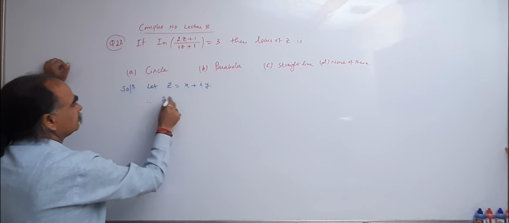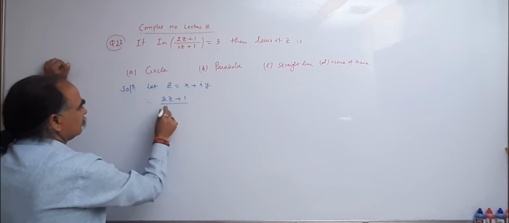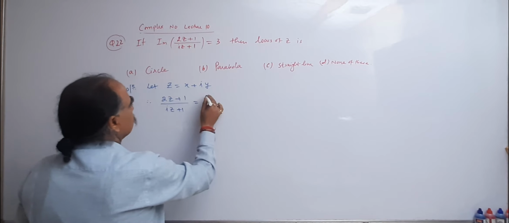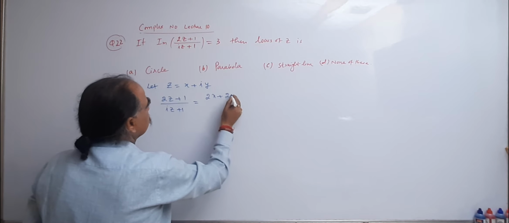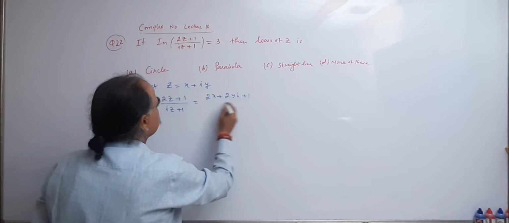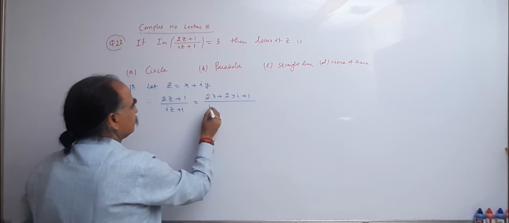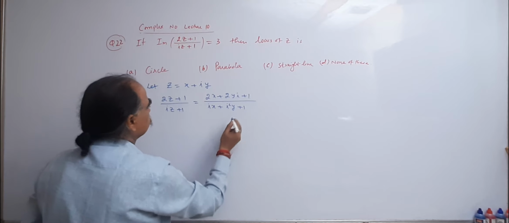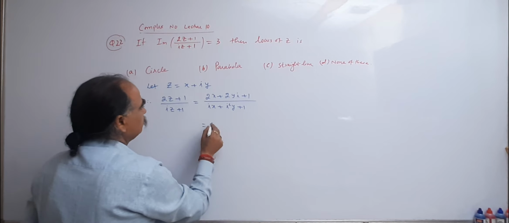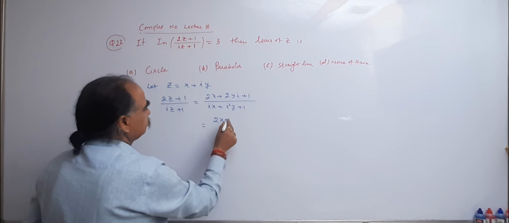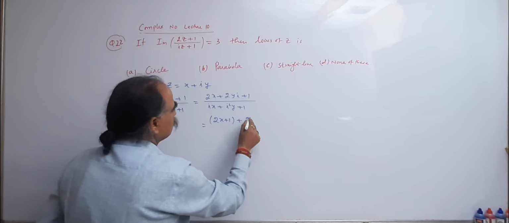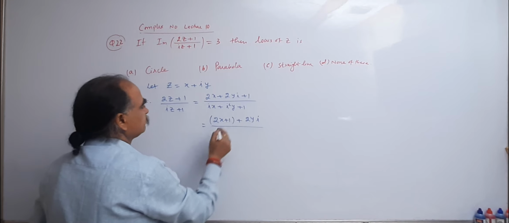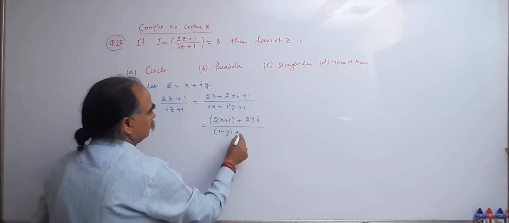Therefore 2z plus 1 upon iz plus 1 will be what? 2x plus 2yi plus 1 divided by ix plus i square y plus 1 will give you 2x plus 1, you take together real part, plus 2yi upon i square is what? Minus 1. So 1 minus y plus xi.